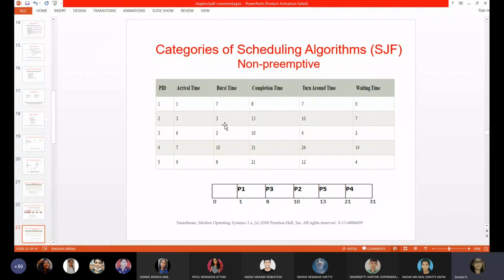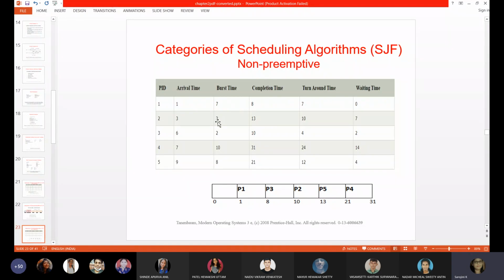P2, P3, this is the process ID. Process P2 has burst time 3, process P3 has CPU burst time 2 milliseconds, and process P4 has CPU burst time 10 milliseconds. Only these 3 processes are available in the ready queue right now, when 8 milliseconds got completed. Now we are applying the algorithm.